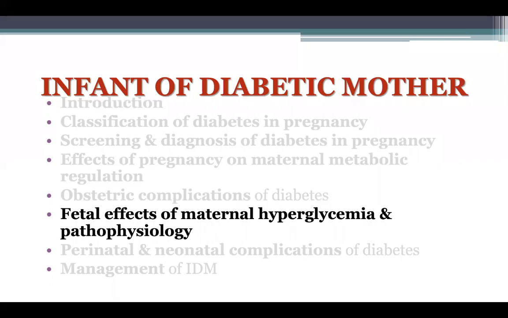What will happen is there will be persistently elevated sugar records in the mother. And what will be the fetal effects of maternal hyperglycemia, and what is the pathophysiology you should know, and what are the perinatal implications, and what are the neonatal complications, and how do you manage? So these are the 4 things we should know.